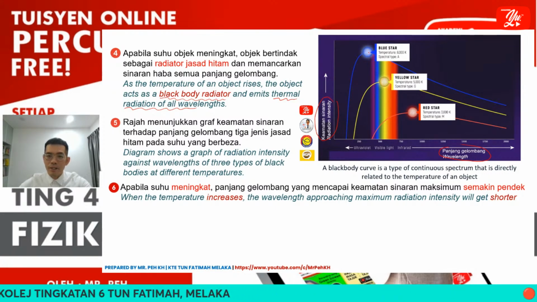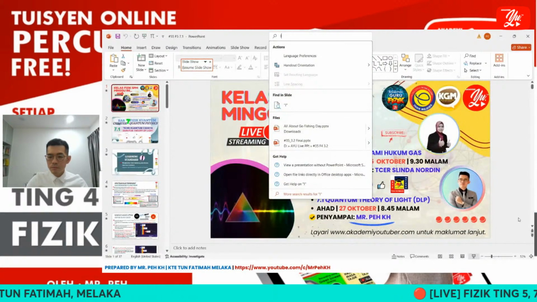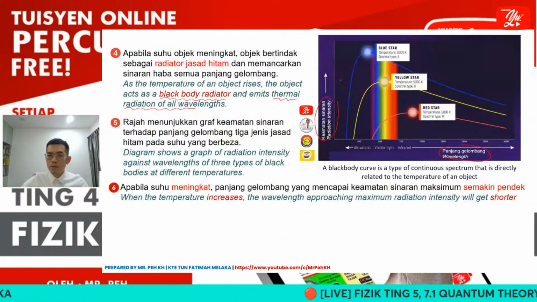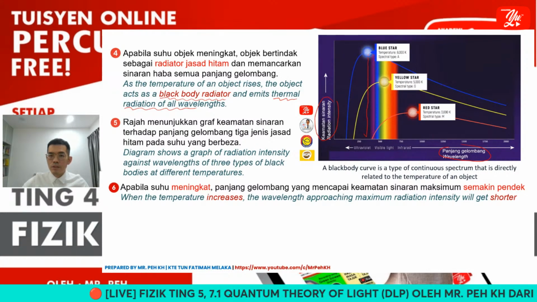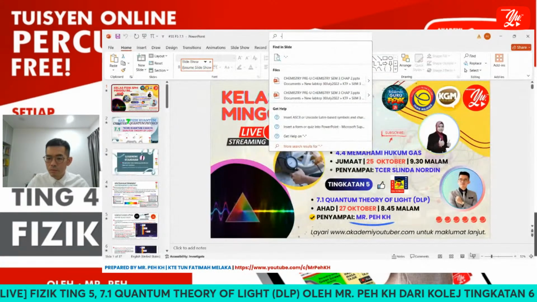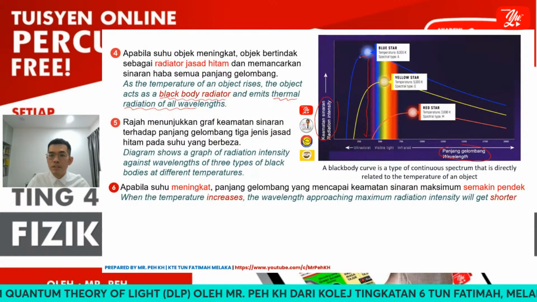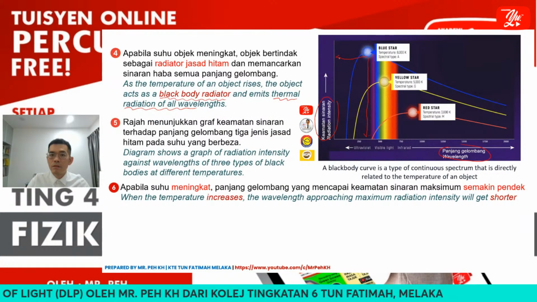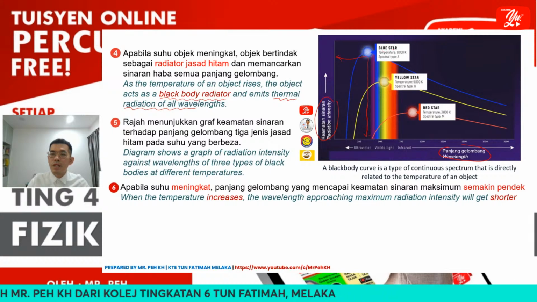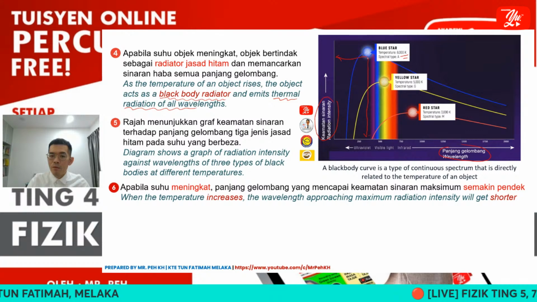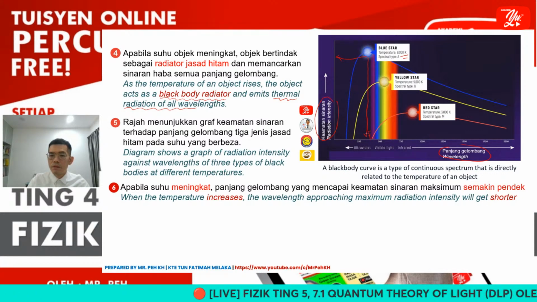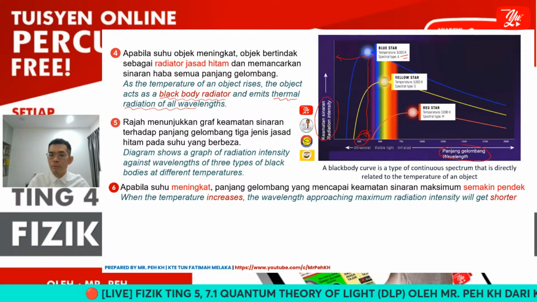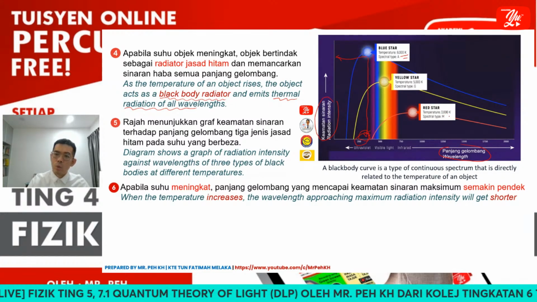So just now, I already explained. You can look at this point. This is considered the maximum intensity emitted by the blue star, which has the highest temperature. So the wavelength will be shorter if you compare with the red star, which has a lower temperature.